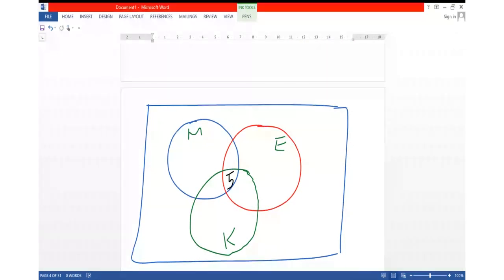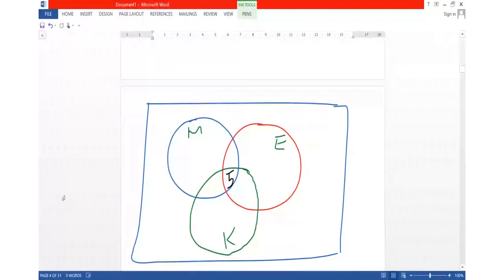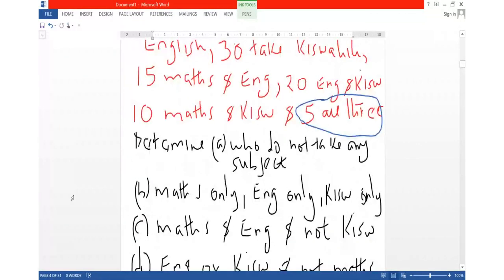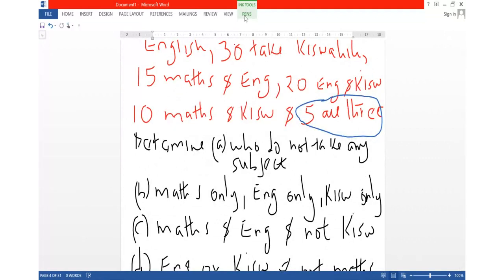5 are doing all the 3. Then after doing the 5, we come now to the combination of 2. So you start with the combination of 3, then you go to the combination of 2. So you see I'm doing backwards. So let me do this one here: 10 are doing maths and Kiswahili.